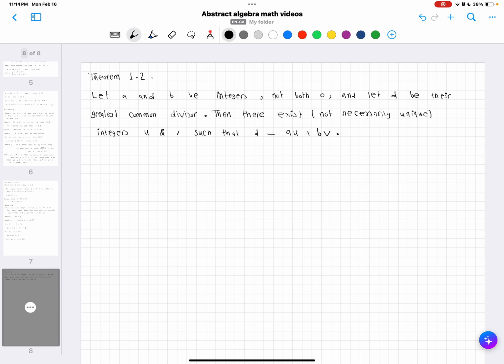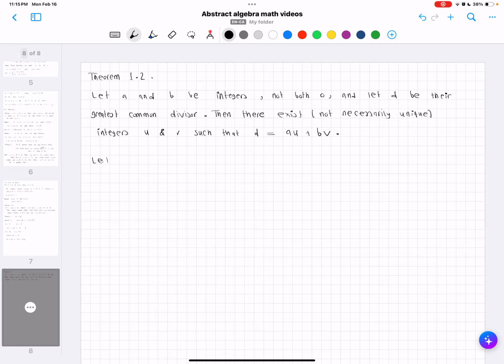So the main idea relies on what I've mentioned, that you consider all possible linear combinations of a and b. Then you find out that the least positive element of that is the greatest common divisor, and that would mean all other elements are multiples of that.